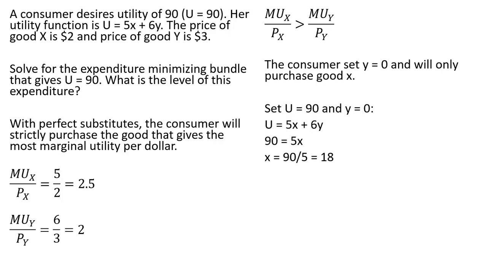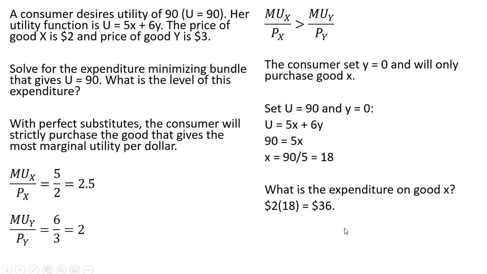How expensive is it to purchase 18 units of good X? It's simply the price of good X times the units. So what is expenditure on good X in this case? 2 times 18, or $36. So that's the answer to this question: what is the level of expenditure?